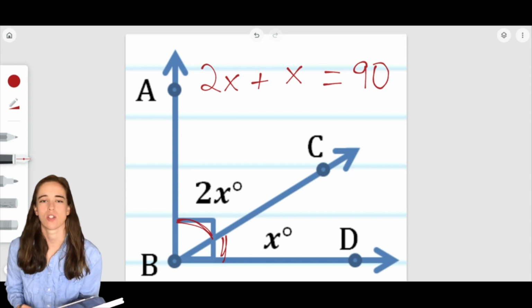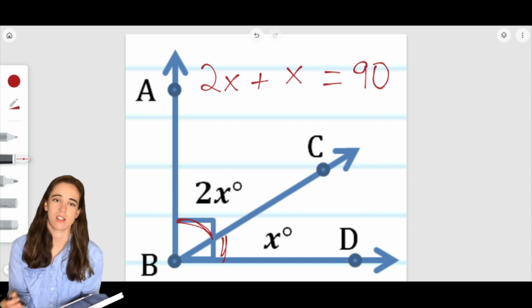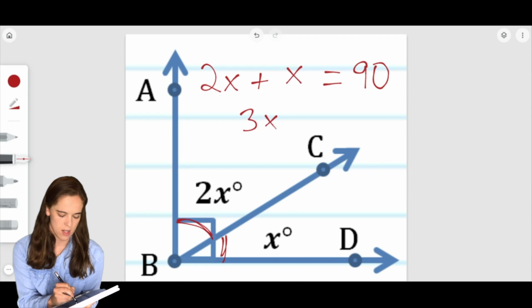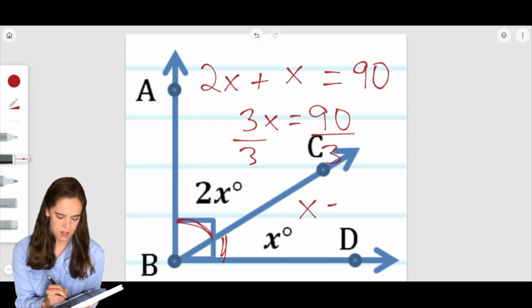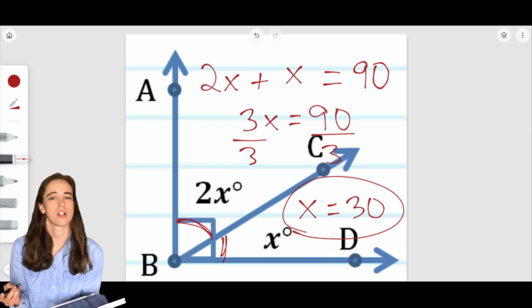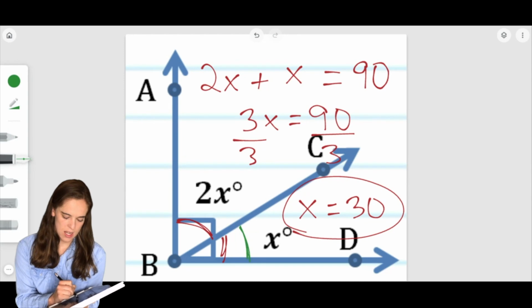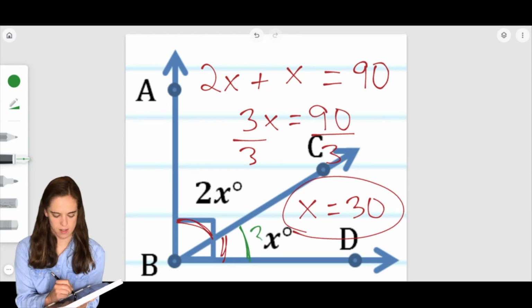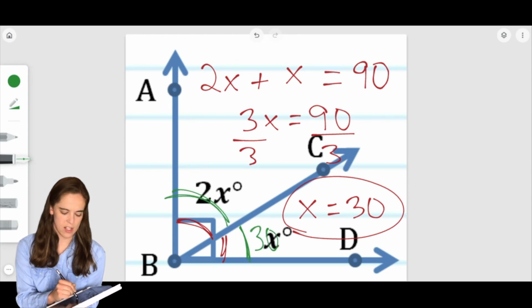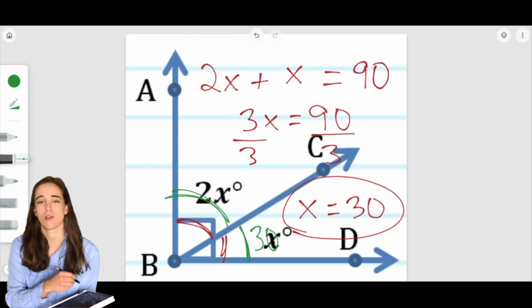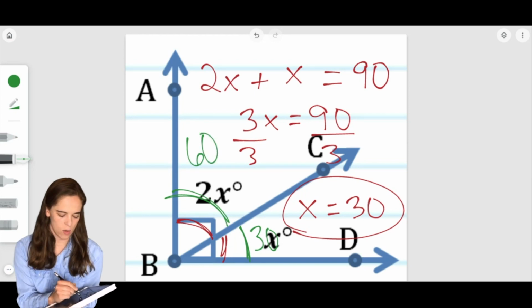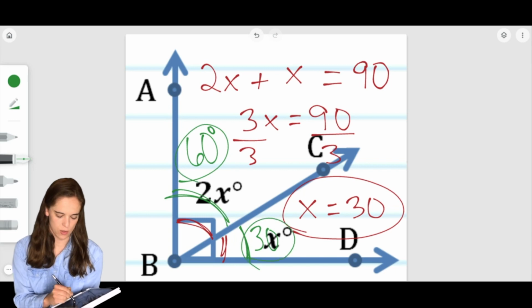So when we need to go back to our combining like terms, 2x plus another x makes 3x. That's going to equal 90, and then I'm going to divide both sides by 3 to get x by itself. And so x is going to equal 30. Again, here it's important to note that x is equal to 30. That means that this angle right here is going to be 30 because it's just x. But this angle here is 2 times x, so it would be 2 times 30, which means that this angle is going to measure 60 degrees.